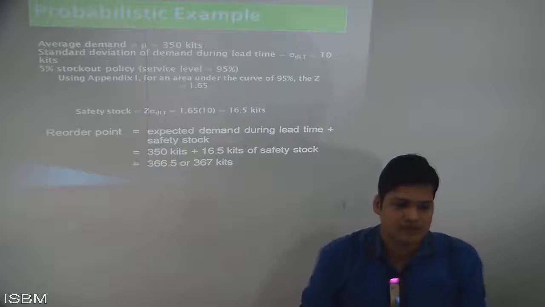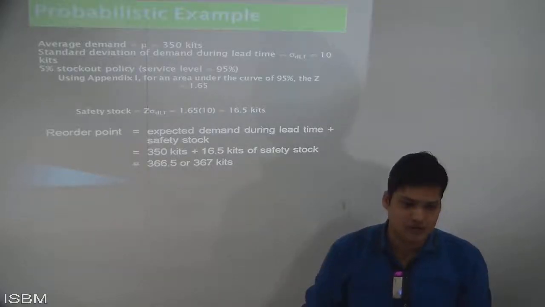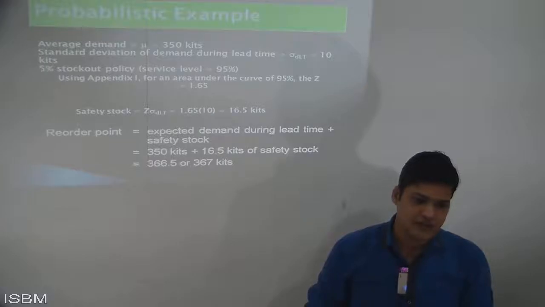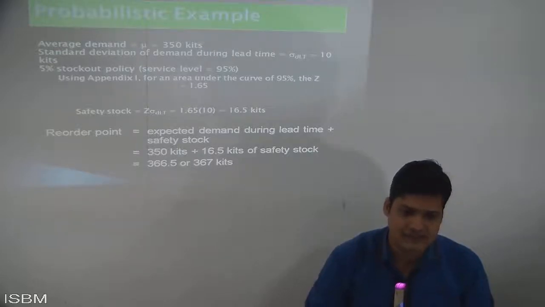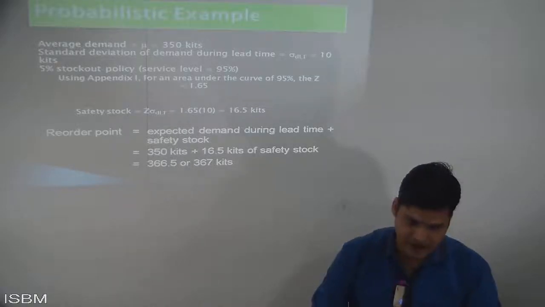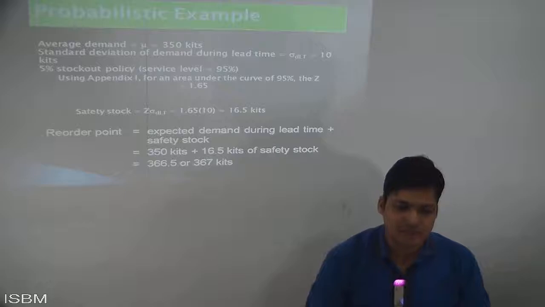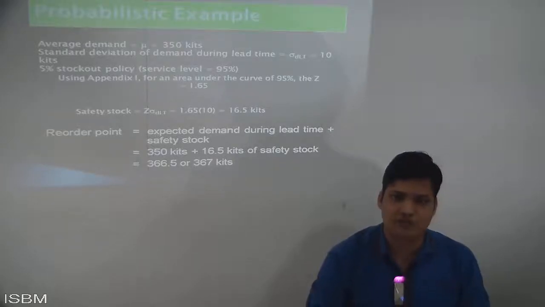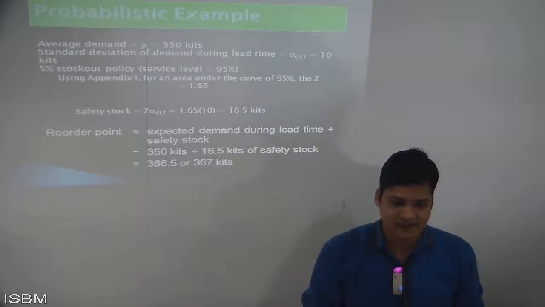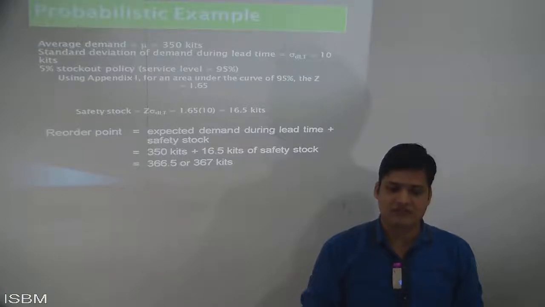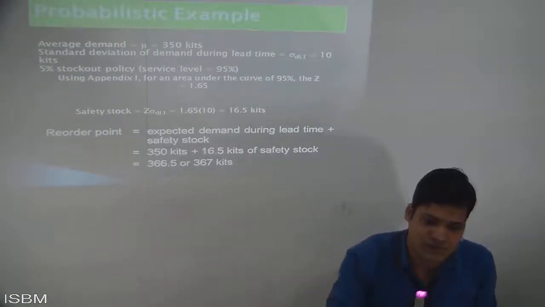Probabilistic example. Average demand mu is equal to 350 kits. Standard deviation of demand during the lead time is equal to 10 kits. 5% stockout policy, so service level is equal to 95%. Using Appendix I for an area under the curve of 95%, Z is equal to 1.65. Safety stock is Z sigma DLT, 1.65 times 10, which is 16.5 kits. Reorder point is expected demand during lead time plus safety stock: 350 kits plus 16.5 kits of safety stock is 366.5, or 367.